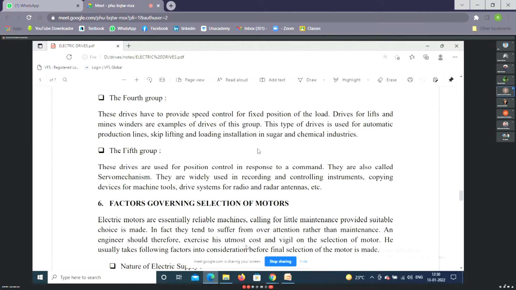Fifth group: this group has a position control in response to the command. They are also called servo motors. They are widely used in recording and controlling instruments, copying devices for machine tools, drive systems, radio, radar antennas, etc. So not only the speed, the position is important for radars, etc. Similarly for the lift also, the lift system.